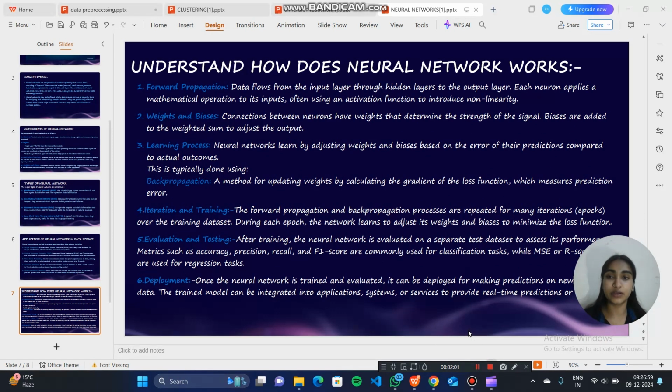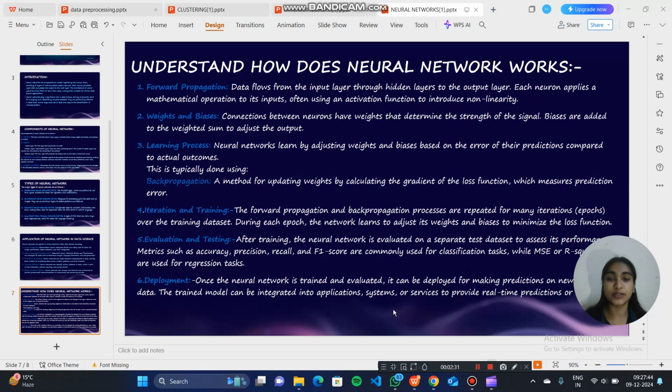Working of neural network. First, forward propagation. Data flows from the input layer through hidden layers to the output layer. Each neuron applies a mathematical operation to its inputs, often using an activation function to introduce nonlinearity. Second, weights and biases. Connections between neurons have weights that determine the strength of the signal. Biases are added to the weighted sum to adjust the output.